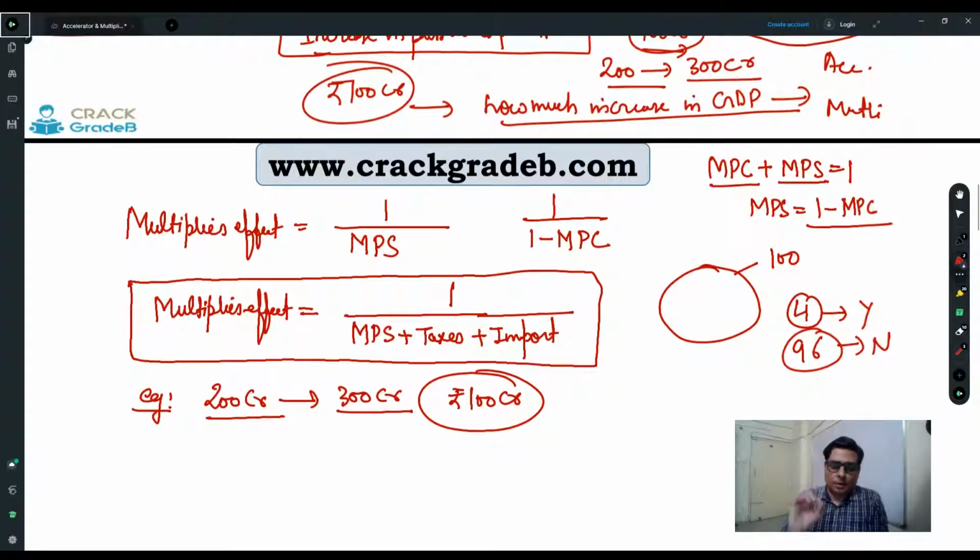For example, when I started this multiplier function and accelerator function, what did I start with? I started with the propensity to consume, propensity to save, then marginal propensity to consume and marginal propensity to save. Go to any video on YouTube and just try to learn from them. They are going to start with what is the multiplier function, because they are assuming that you already know what is propensity to consume and what is propensity to save.